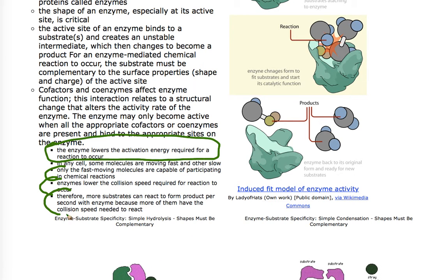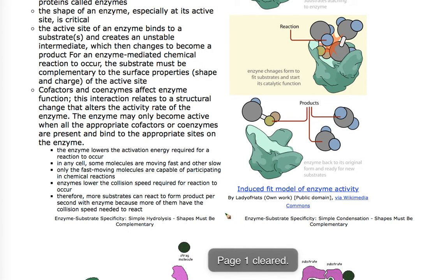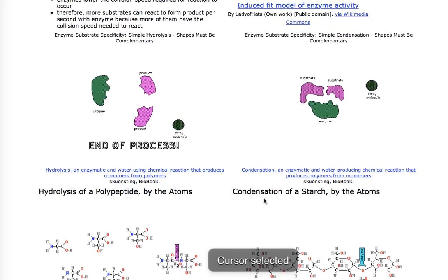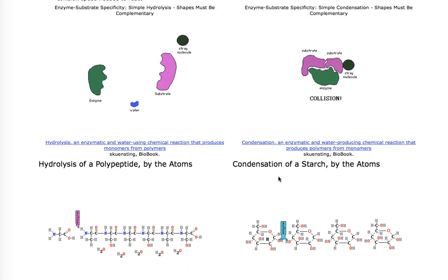Therefore, since more collisions in a system are moderate speed collisions and not high speed, the reaction actually goes much faster. And that's how all catalysts speed up reactions. They simply make it easier for the substrates to become products in terms of molecular collision speed. Now, here are a few animations of how enzymes work.